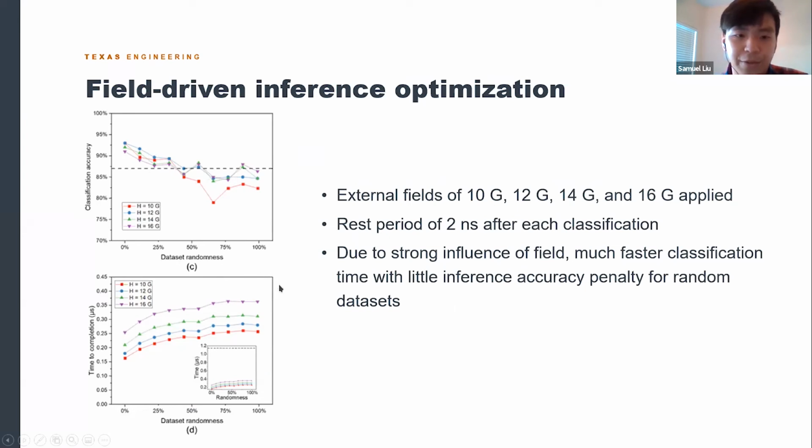Due to the stronger reset effect of magnetic field, a rest period of 2 nanoseconds is applied after each classification. And so that results in an order of magnitude faster classification time than baseline, although the trend of faster classification for ordered data sets is also the same as the previous example.